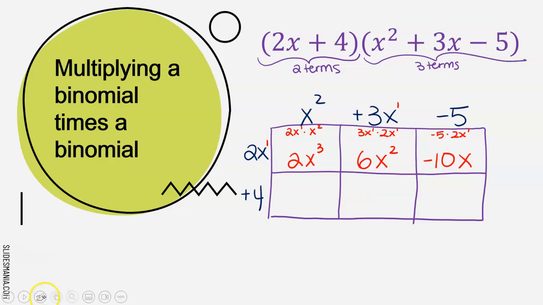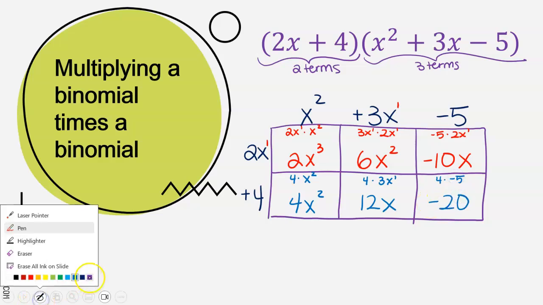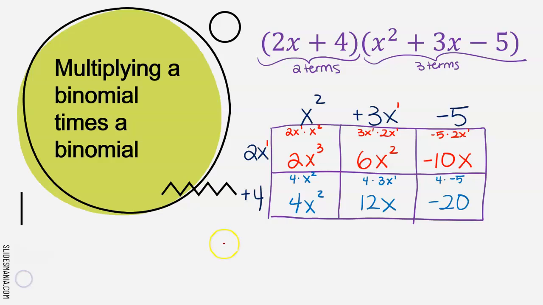Now in the second row, I'm going to be multiplying everything by that 4. So 4 times x to the power of 2 gives me 4x squared. Now I have 4 times 3x to the power of 1, which gives me 12x. And then the last box, I have 4 times negative 5, which gives me negative 20. My final answer is going to be where I add all of those terms up.